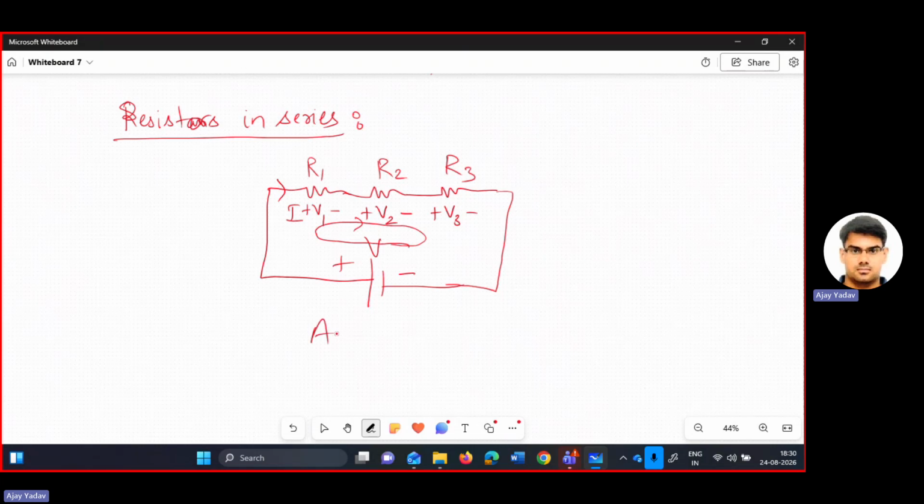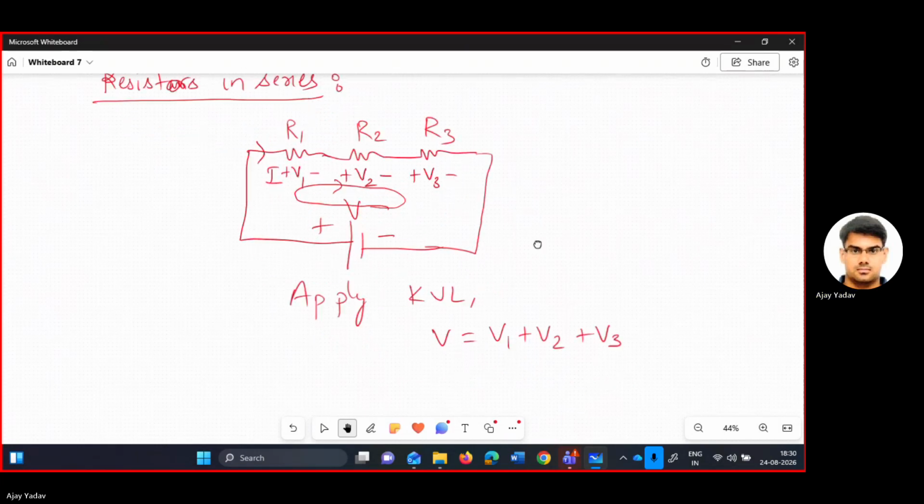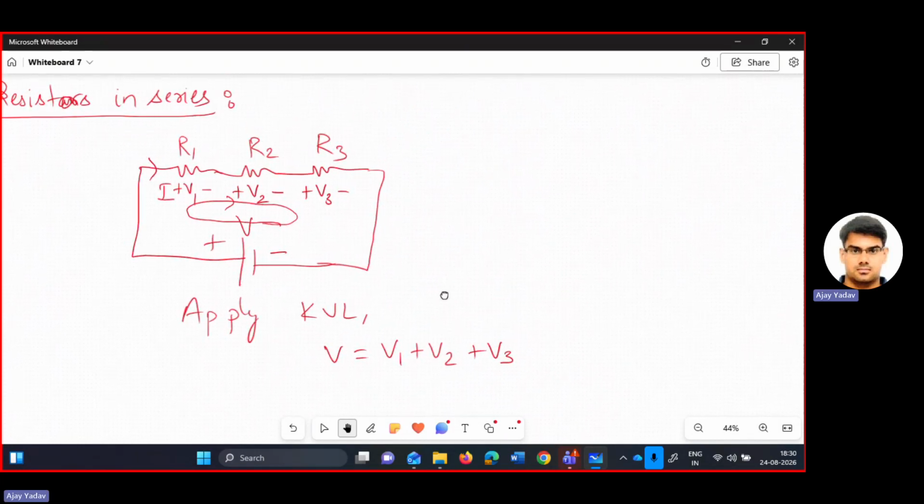So when you apply KVL in this, you can say that V is the summation of V1 plus V2 plus V3. And here V1 is I into R1, V2 is I into R2, similarly V3 is I into R3.